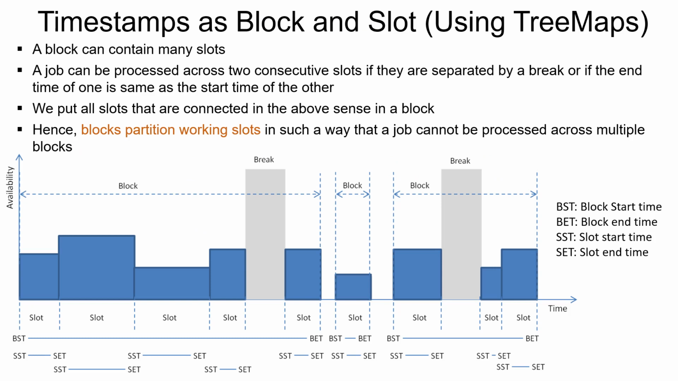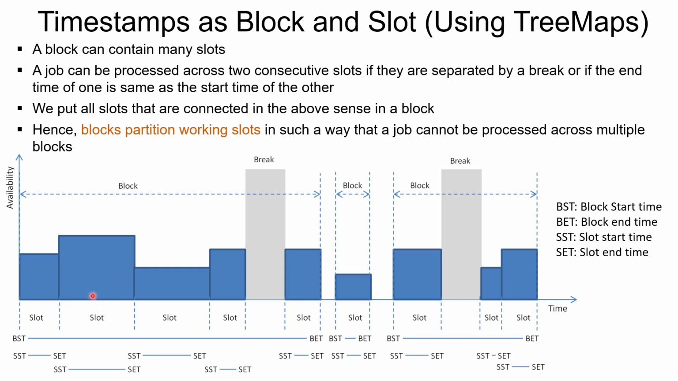In this algorithm we use tree maps for storing the timestamps. As we can see, the block contains many slots. Each block may contain shift breaks, but in each block the resource is always available. And another thing is that a job cannot be processed across multiple blocks.